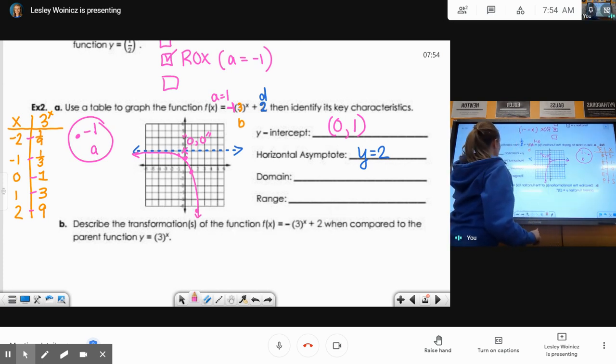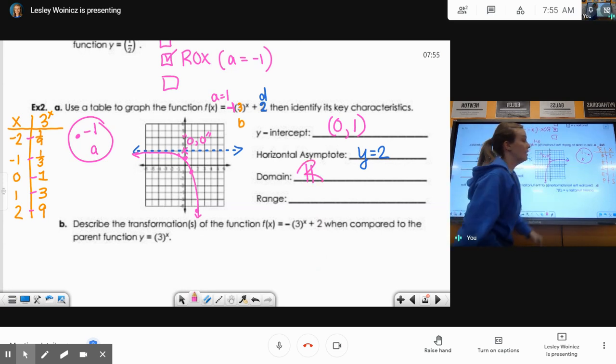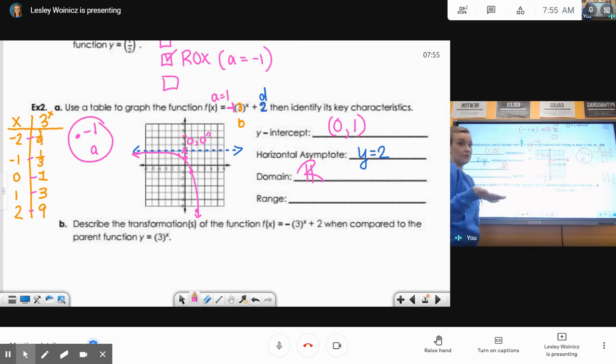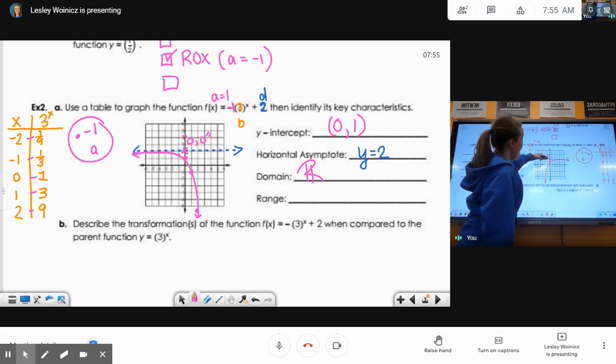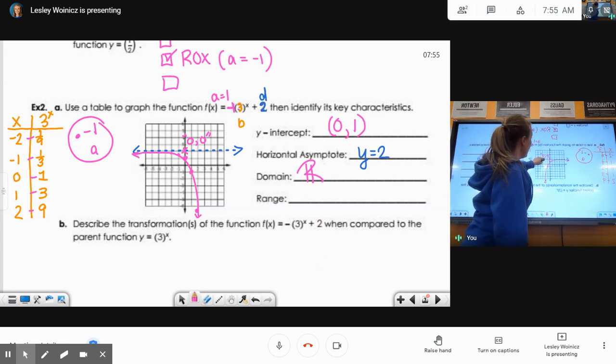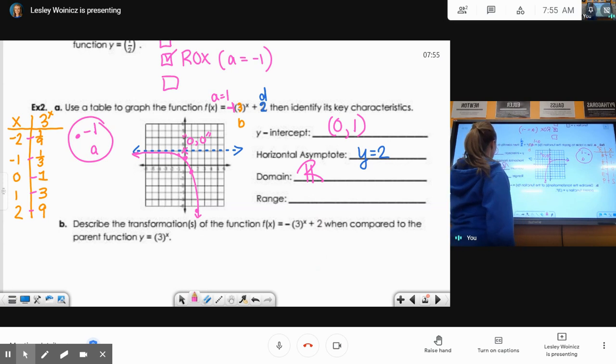So my domain, my x's didn't change. It's still all the numbers you see here, and then all the fractions, all the weird irrational numbers like √3, √7, √5, √2, all of them. Range, okay, so it's going to be under, less than 2. All of my y values are under 2. So y is less than 2.